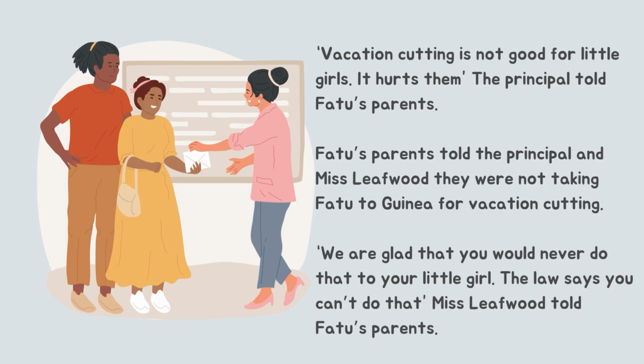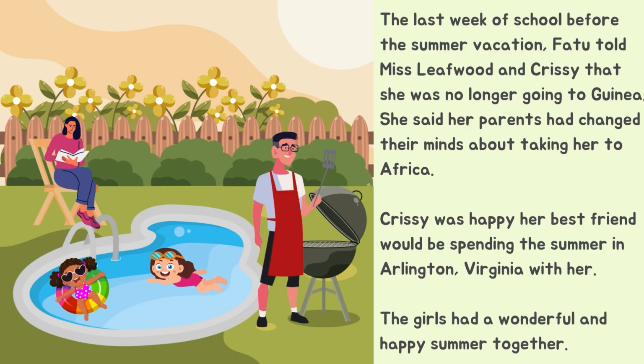Fachu's parents told the principal and Miss Leafwood they were not taking Fachu to Guinea for vacation cutting. "We are glad that you would never do that to your little girl. The law says you can't do that," Miss Leafwood told Fachu's parents. The last week of school before the summer vacation, Fachu told Miss Leafwood and Chrissy that she was no longer going to Guinea. She said her parents had changed their minds about taking her to Africa. Chrissy was happy her best friend would be spending the summer in Arlington, Virginia with her. The girls had a wonderful and happy summer together.